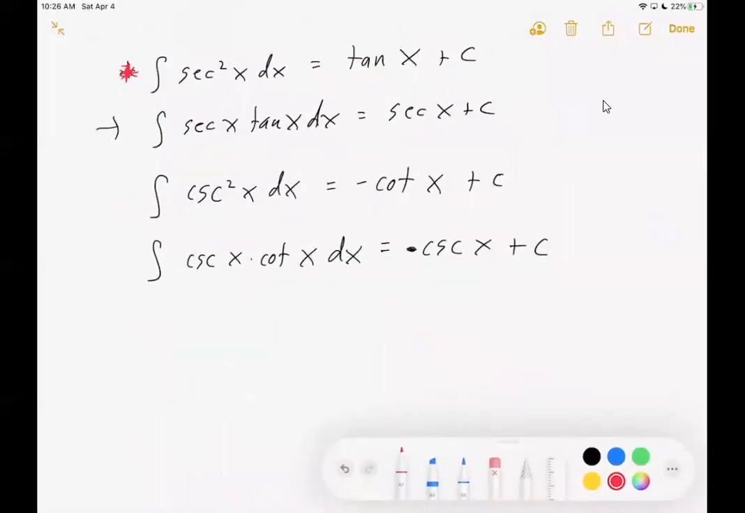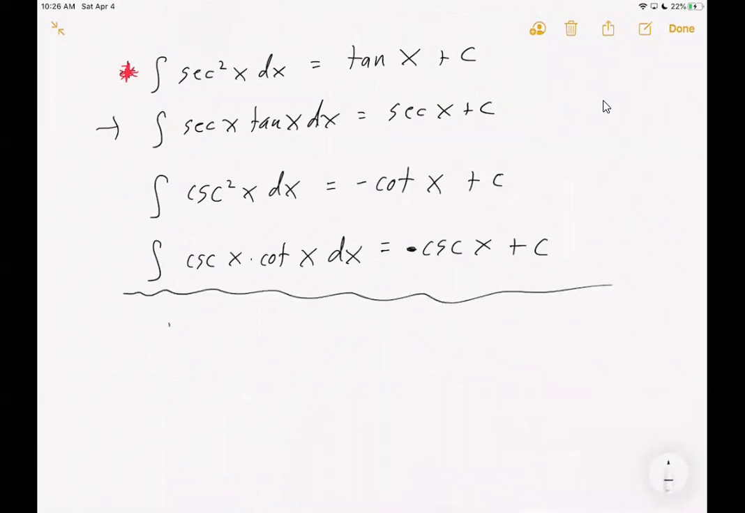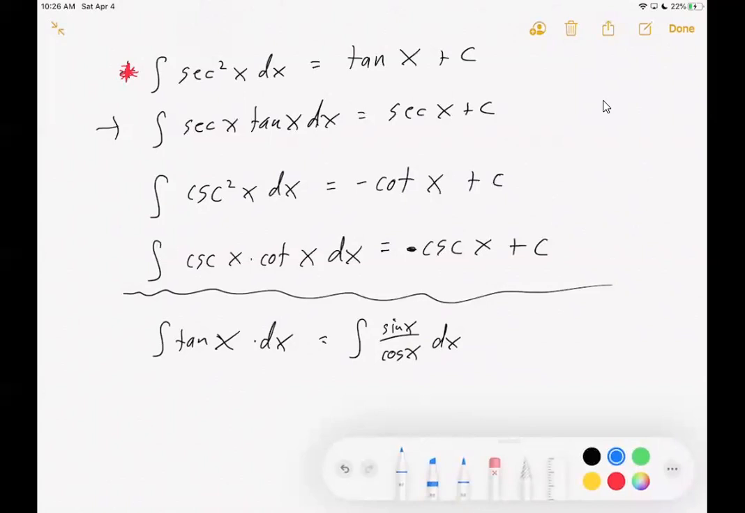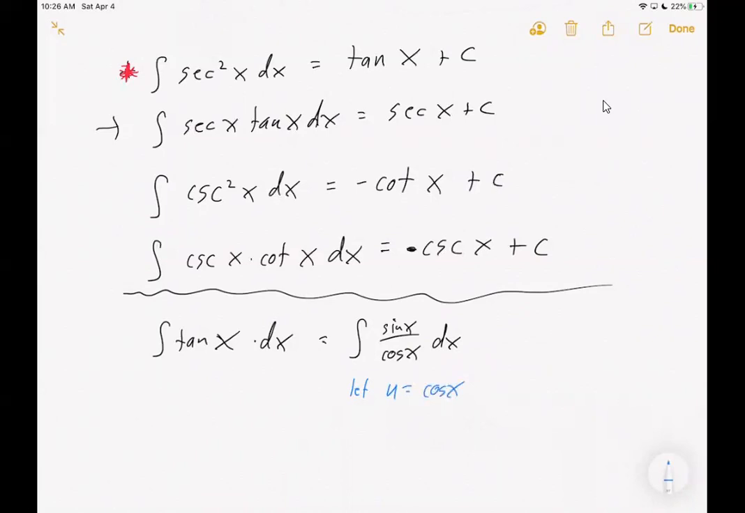If I wanted to do, these are kind of on the memory list, we should know how to do the antiderivative of the tangent of x, right? If you forget it, you can rewrite it as the integral of sine x over cosine of x dx. And then you want to do some u substitution. It's better to substitute for the denominator because of the derivative of that.